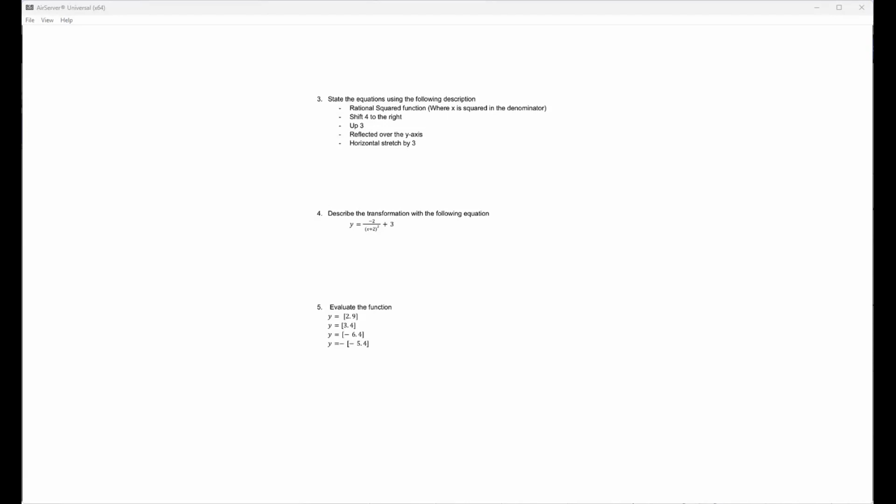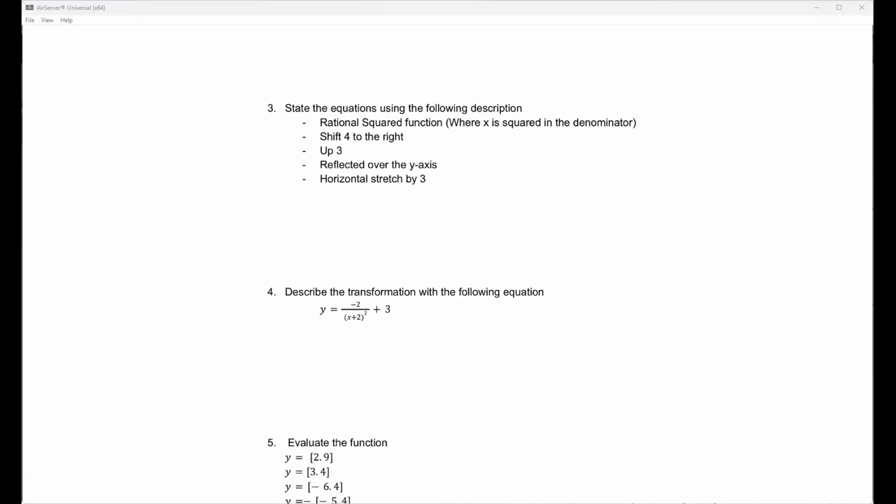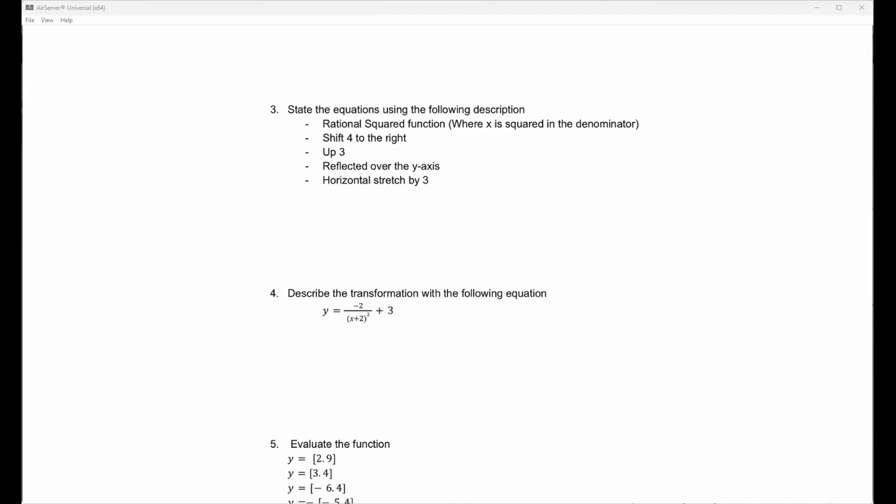All right. Number 3, state the equation using the following description. So it's a rational squared function. When I say rational squared function, it means the parent would be 1 over x squared. Shift right 4, so that would be 1 over x minus 4 squared. Up 3, you would just put +3 at the end. Reflected over the y-axis, so it would be 1 over the negative x minus 4 squared +3.